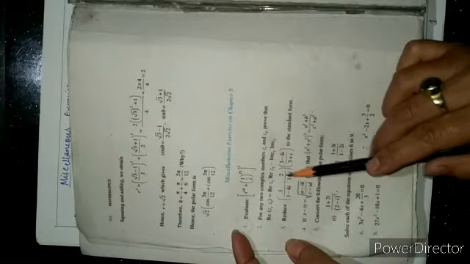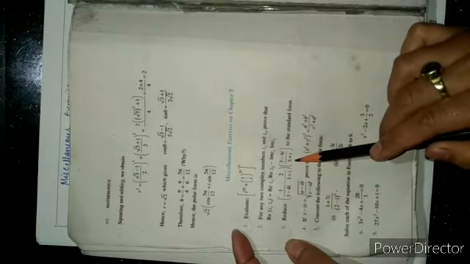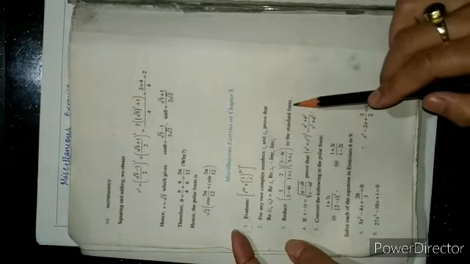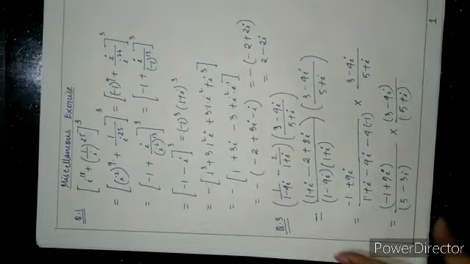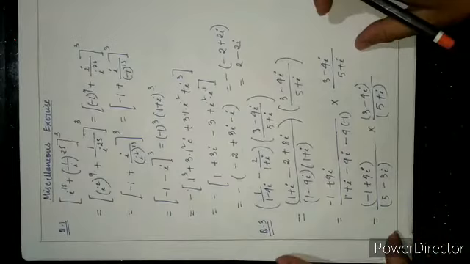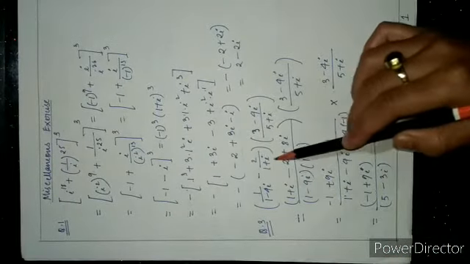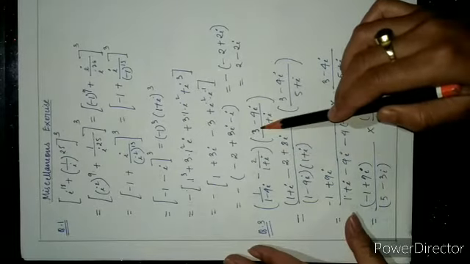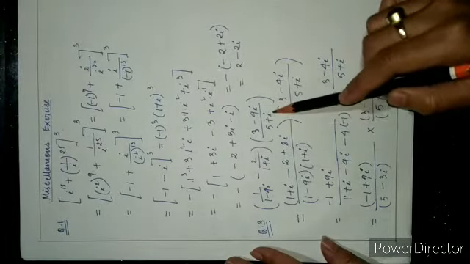Next, question number 3. Reduce (1 divided by (1 minus 4i) minus 2 divided by (1 plus i)) into (3 minus 4i) divided by (5 plus i) to the standard form. The standard form is a plus ib. The given expression is 1 divided by 1 minus 4i minus 2 divided by 1 plus i, and the second expression is (3 minus 4i) divided by (5 plus i).